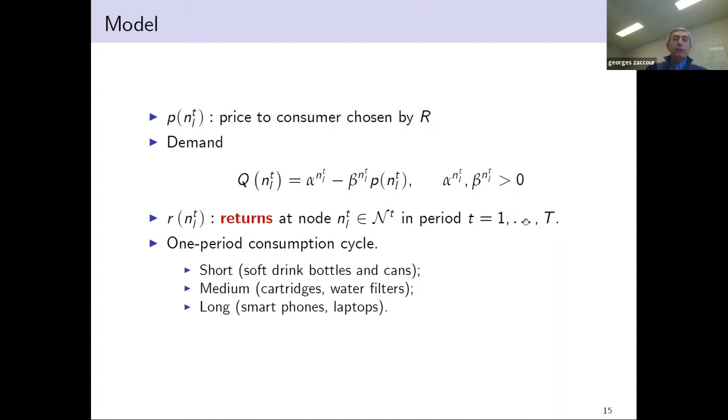We can think here of the meaning of a period as a consumption cycle. It can be short if we are dealing with soft drinks, medium if we are dealing with water filters, or long if we have smartphones or laptops. The main point I'm making here is that the length of the period, or the duration of the period, depends on the type of product that we are considering.